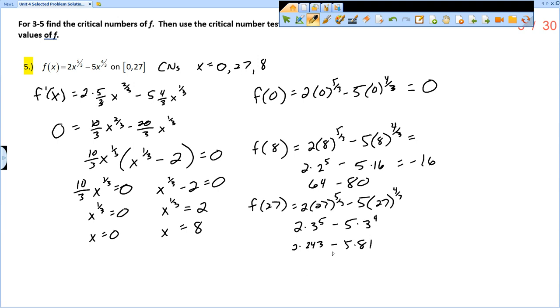So 2 times 243 minus 5 times 81. 2 times 243 would be 486, minus 5 times 81. 5 times 8 would be 40, so this is 405. And 486 minus 405 is 81. So which of these is the greatest? Well, 81 is the greatest and negative 16 is the least. So negative 16 is the absolute minimum, and 81 is the absolute max.